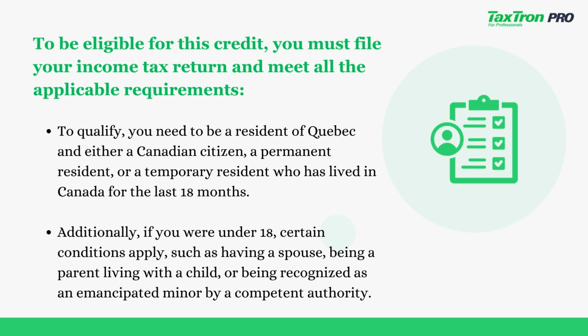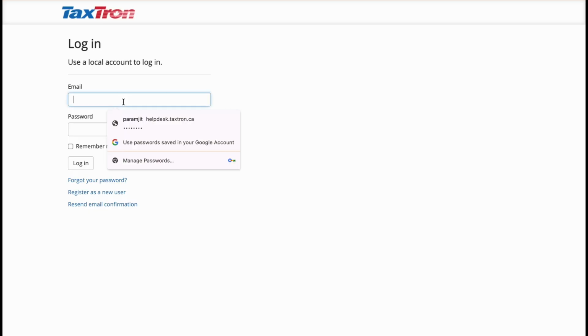Additionally, if you are under 18, certain conditions apply, such as having a spouse, being a parent living with a child, or being recognized as an emancipated minor by a competent authority. Let's now dive into claiming this credit using TaxTron's web platform.